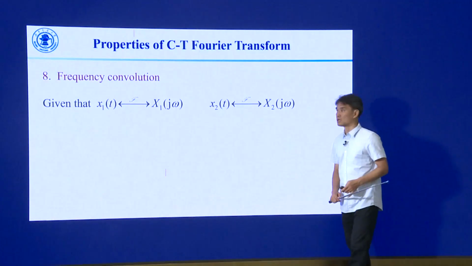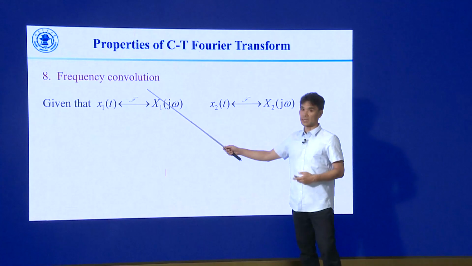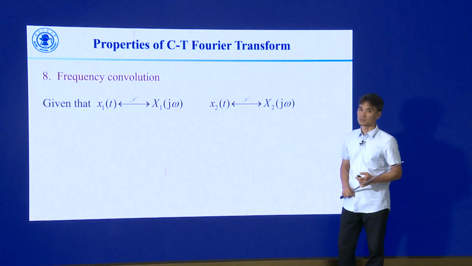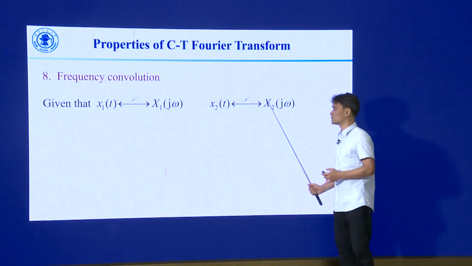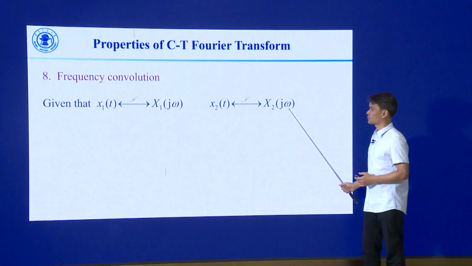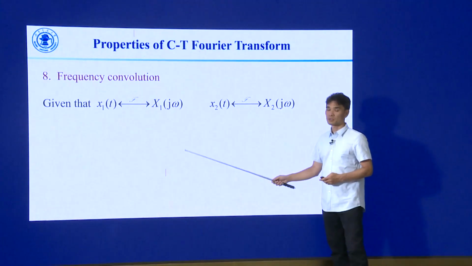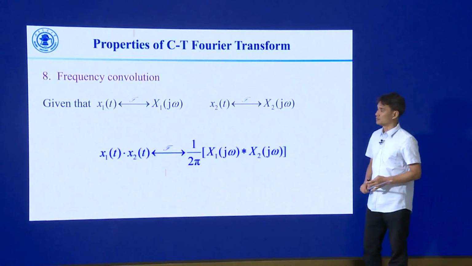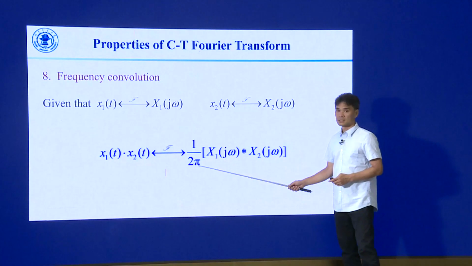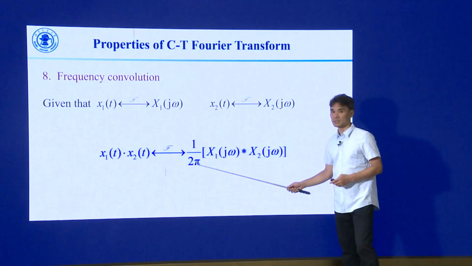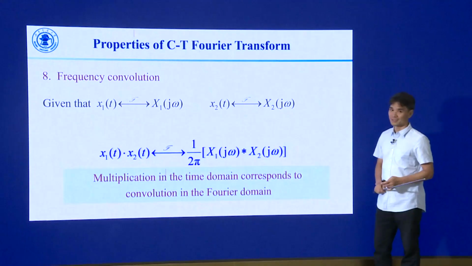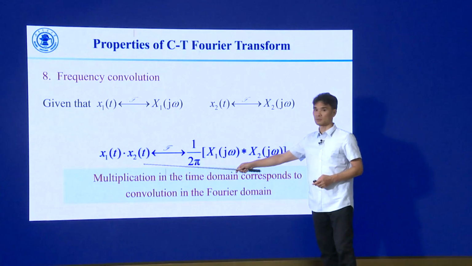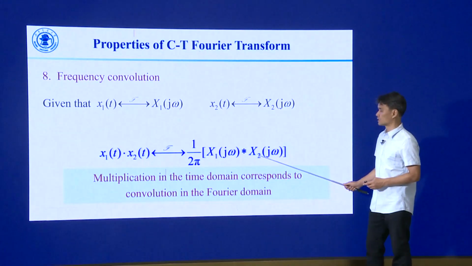The next property is called frequency convolution. Again, you learned the duality property, so you probably can predict what's going to happen if you convolve the 2 spectra in the frequency domain. Then probably you're going to have a multiplication in the time domain, but subject to a scaling factor 2 pi. So there's another time frequency correspondence. Multiplication in the time domain corresponds to convolution in the frequency domain.